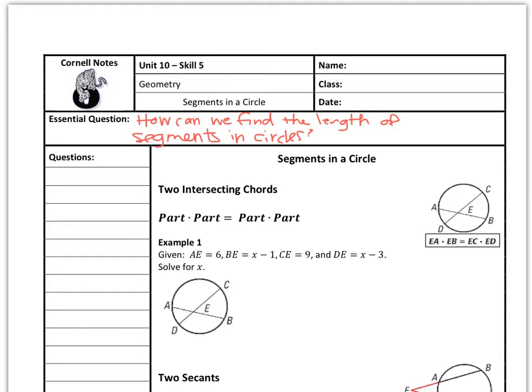Last time we did angles, this time we're doing segments. And your essential question is here, so go ahead and take a second to copy that down. How can we find the length of segments within circles? So we're going to start with two intersecting chords.